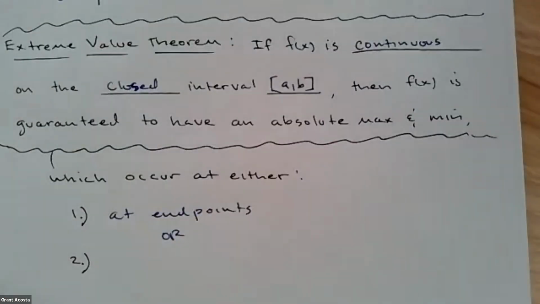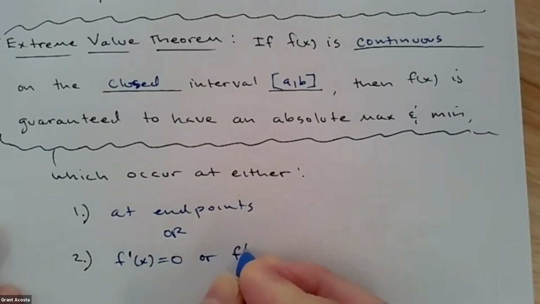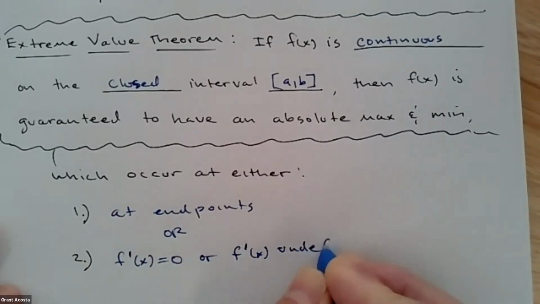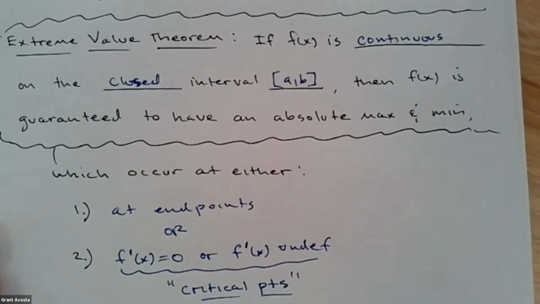And so let's write that down. F prime of x equals 0, or F prime of x is undefined. And collectively, so we don't have to keep saying both of those, you've heard this term probably in class, we're going to call these places critical points. Places where your derivative is equal to 0 or where it's undefined would be critical points.